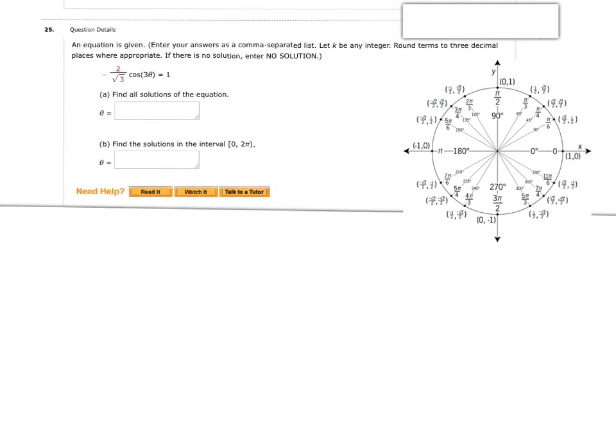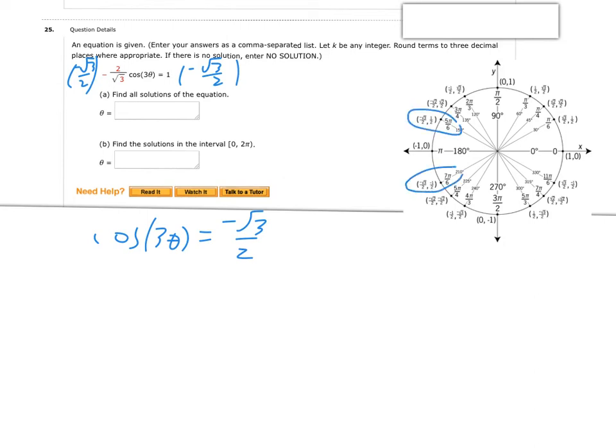All right, next up here. We're going to have to solve this equation. So we need to multiply both sides by negative root 3 over 2. So we're looking for cosine of 3 theta to equal negative root 3 over 2. And so I'm ready to go to the unit circle now. And I see that this was true at 7 pi over 6 and then also 5 pi over 6.